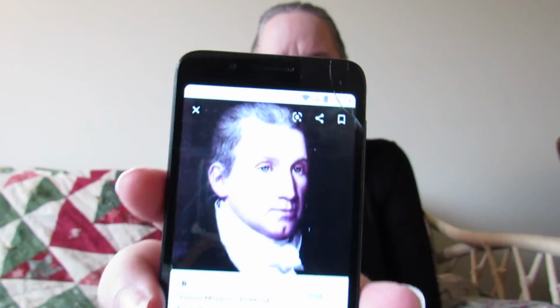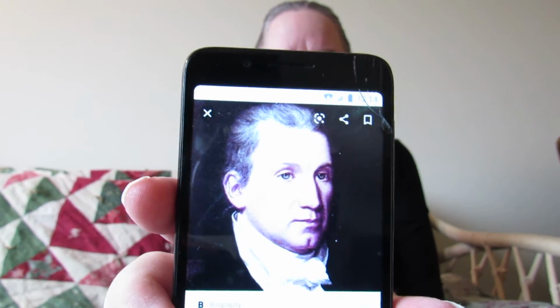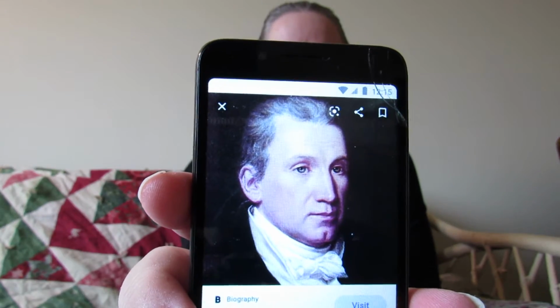Today we are learning about James Monroe, who happened to be our 5th President of the United States. Here's a picture of him. Looks like a very young guy compared to the other pictures that we have of the other presidents. So let's jump right into this.